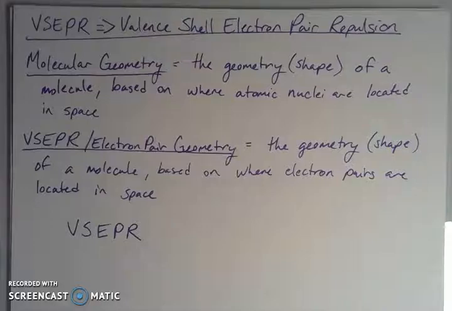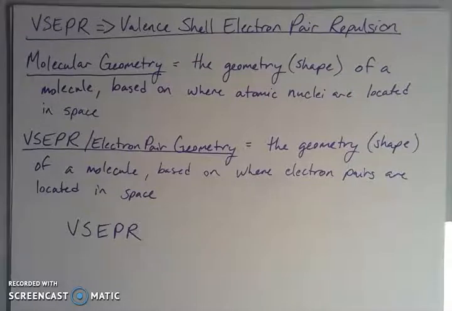Today I want to talk a little bit about a model that we use to describe the shape of molecules. So we're going to be talking about molecular geometry, so the shape of molecular compounds. And recall that molecular compounds are ones that are made up of nonmetals with other nonmetals, and the atoms are bonded together with covalent bonds, meaning they're sharing their valence electrons.